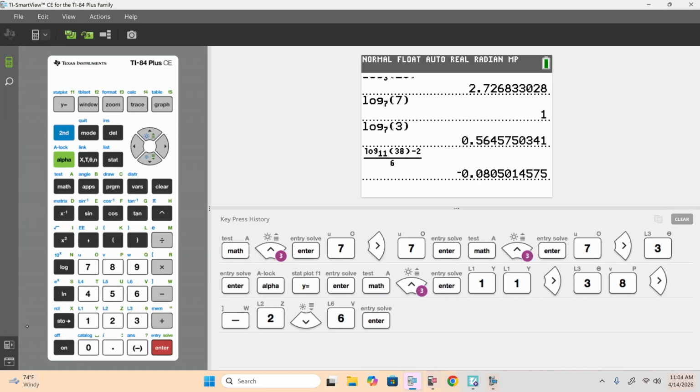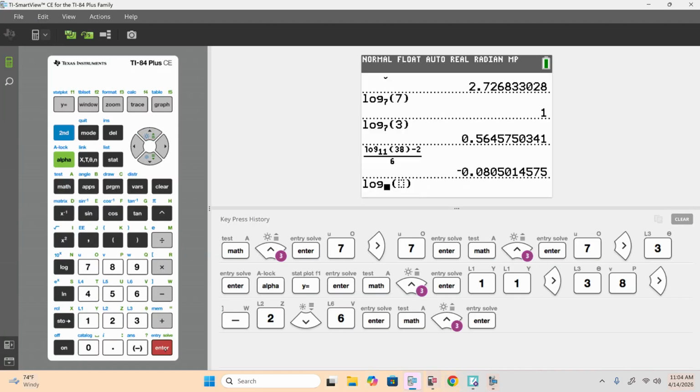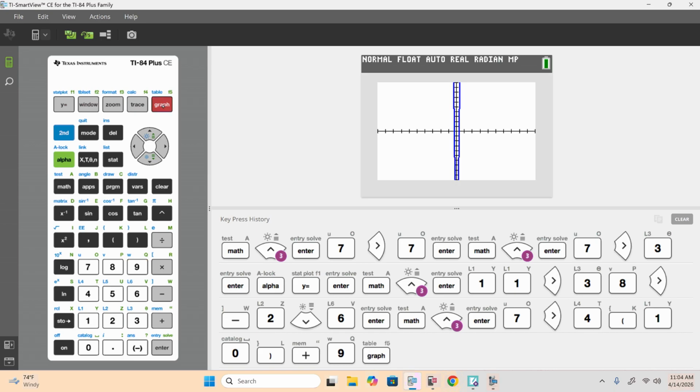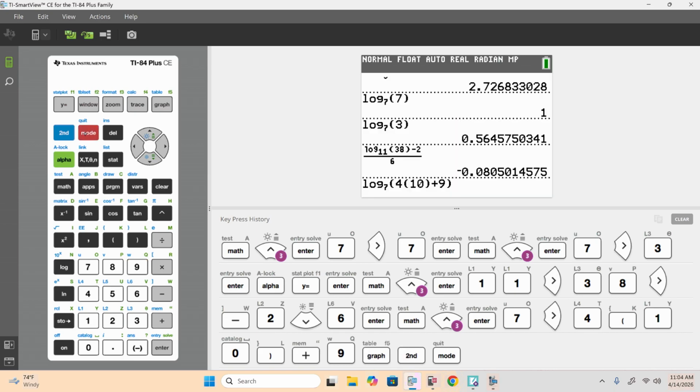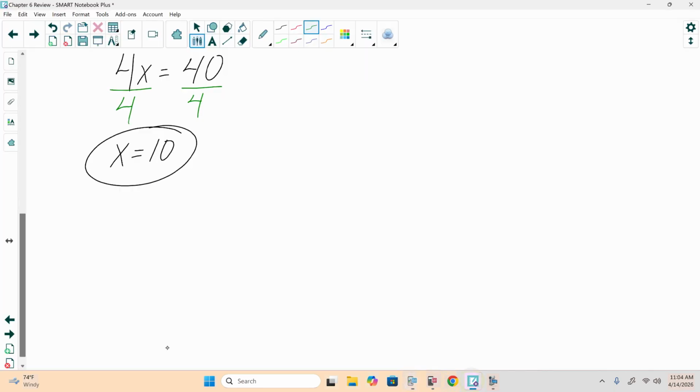If we wanted to check it, we could grab the graphing calculator, go math, log base 7 of 4 times 10 plus 9, and we see that it is indeed 2. That is what we wanted the equation equal to. So x equals 10 is the correct answer. Any other questions on number 51?